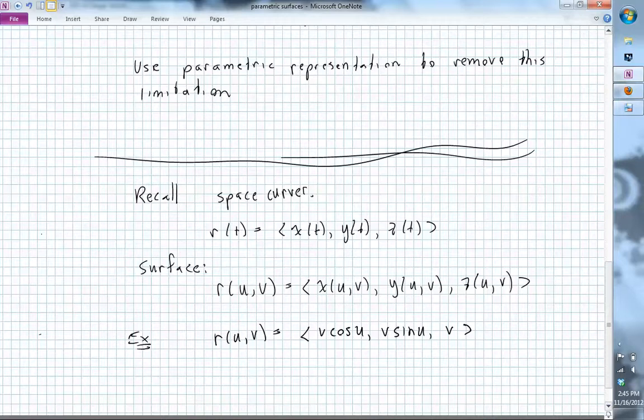All right, so R of u and v is this vector: v cosine u, v sine u, v. So the x-coordinate is described by v cosine u, the y-coordinate is v sine u, and the z-coordinate is just v. So we have a claim of a helix, a brave person putting himself out there. Let me talk about how you figure out what this is, and then we'll see if we agree.